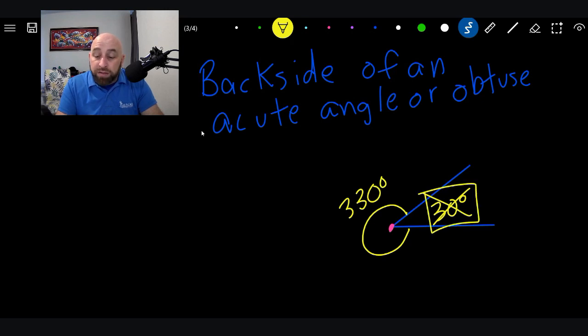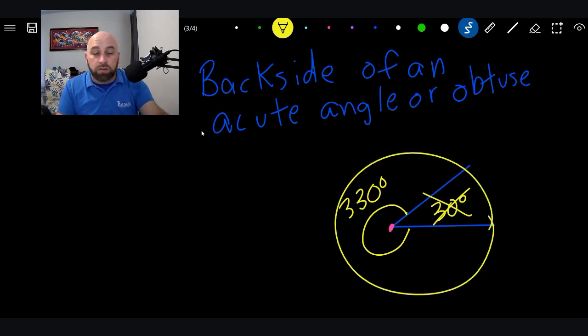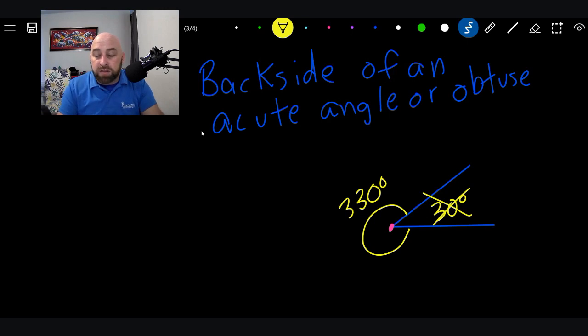Well, I take my 30, that was the angle, and I subtract it from 360. Why from 360? Because that's the complete circle. The circle has 360. So that would be a 330-degree reflex angle.